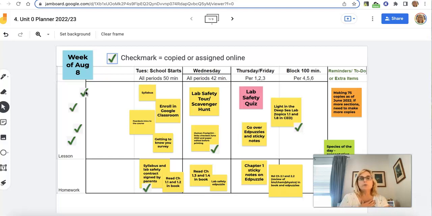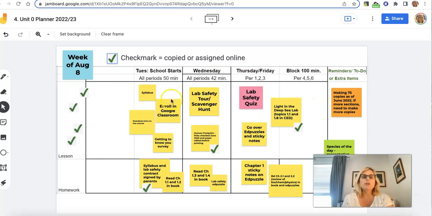We have a copy center, and so we send off the documents to the copy center and they ship us our copies. And sometimes I don't remember if I've done that or if I've programmed an assignment online for them to do, like on Edpuzzle. So I have check marks to remind me if I've already done that task, so I don't accidentally make double copies or things like that. So already, I've copied a few items. I have some check marks here. I copied those before the end of the school year.